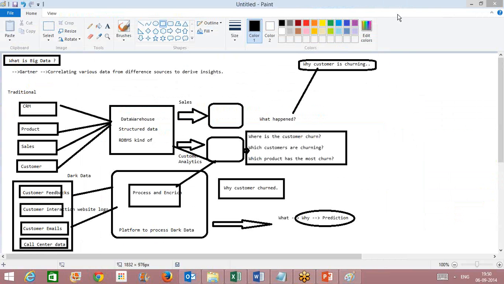And if you can analyze this data historically, you will be able to predict when a customer is going to churn. So this is where we are moving our traditional BI cycle from what happened, to why it happened, and what will happen. And this is one big aspect of big data. So I hope this is clear, and I'm going to answer one question.